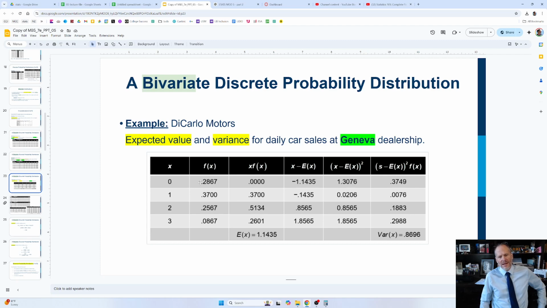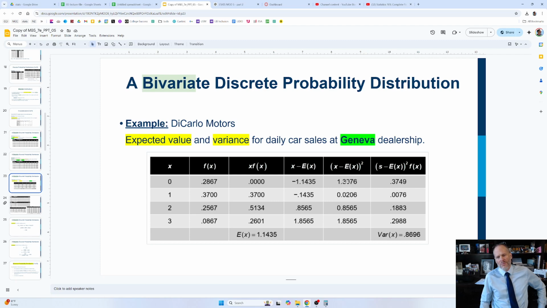And when we take the random variable and subtract the mean, right? So 0 minus 1.1435 is negative 1.1435. 1 minus 1.1435 is negative 0.1435. So we are now calculating the variance. We take each data point, each random variable, and we subtract the mean, and that's what we get here. And then we square it. So when we square these values, we get these values. And then we multiply it by the probability.